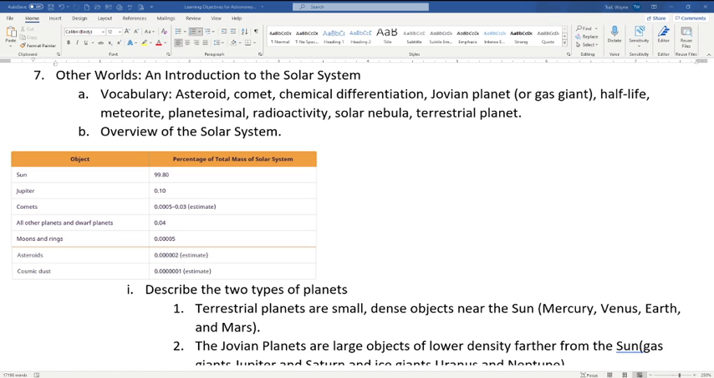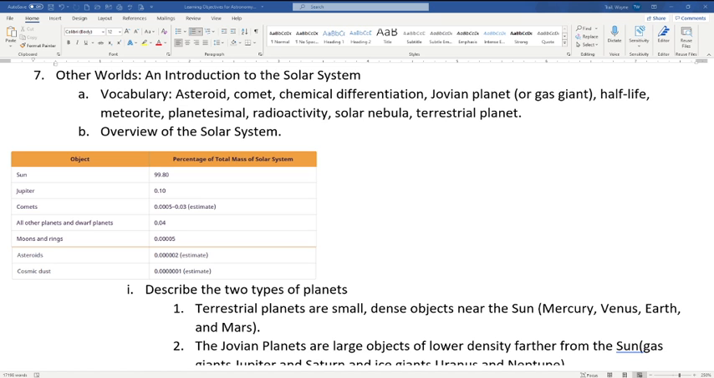Now, if you look at Jupiter, Jupiter is 0.1%, so half of what isn't the sun is Jupiter. The next thing listed is comets, and comets are somewhere between 0.0005 and 0.03. So if what's left is 0.1%, then comets are up to 30% of what is left after the sun and Jupiter have been taken out. So close to the mass of Jupiter is potentially in comets. You can see how uncertain that number is, though.